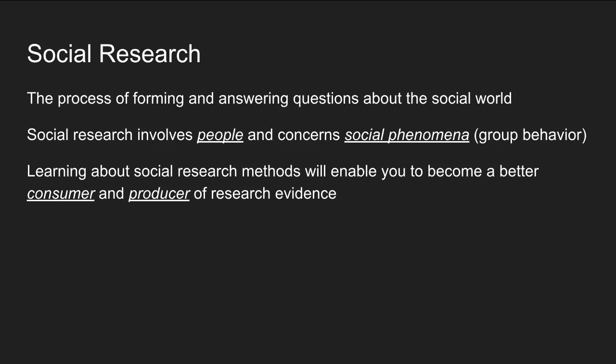We'll begin by describing what social research is. Social research refers to the process of forming questions about the social world and using different systematic manners to answer those questions with empirical data. There are 2 things that distinguish social research from other types of research methods. The first is that social research involves people and it concerns social phenomena, group behavior. For example, protests and other social movements would be examples of social phenomena.